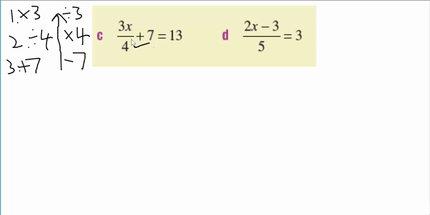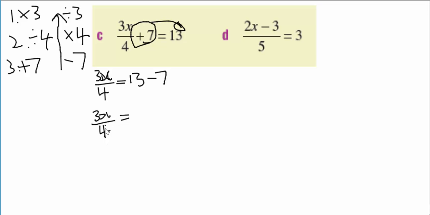So this guy, moving across there, adding, so now it's going to subtract on the other side, and all I'm left with here is 3x over 4 equals 13 take 7. So 3x over 4 equals 6. Now, I've done the minus 7, now I'm going to times by 4, so I'm left with 3x because the 4 is now on this side. So all I'm left with is the 3x on this side, so it's 6 times 4.